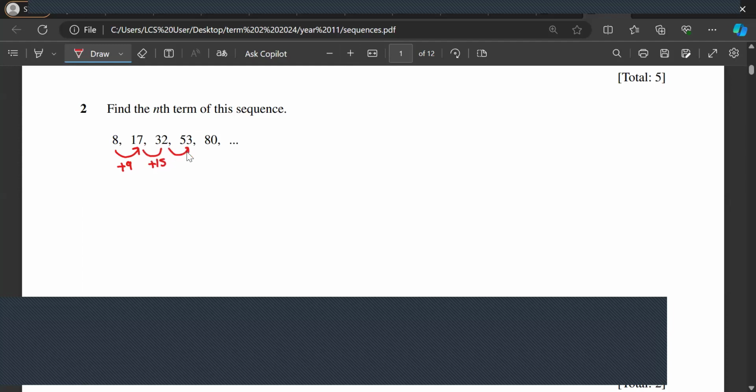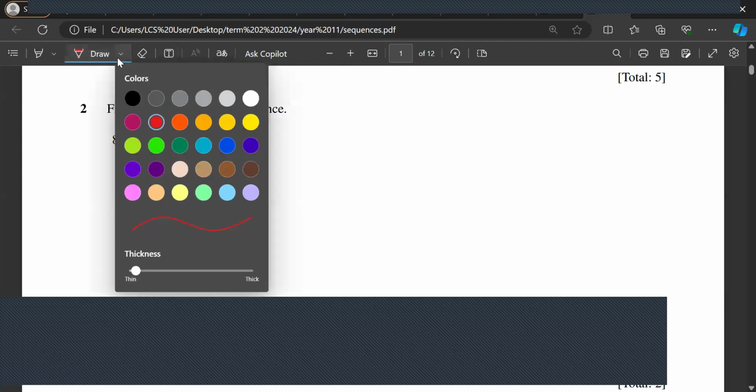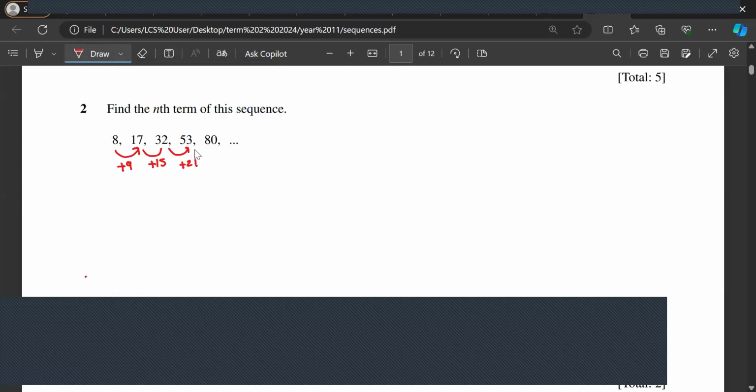Then from here to here, plus 21. Then from here to here, 27. Done for that? Okay. Is it the same difference? No. I cannot use it. They are all multiples of 3. Yes, it is the multiples of 3.